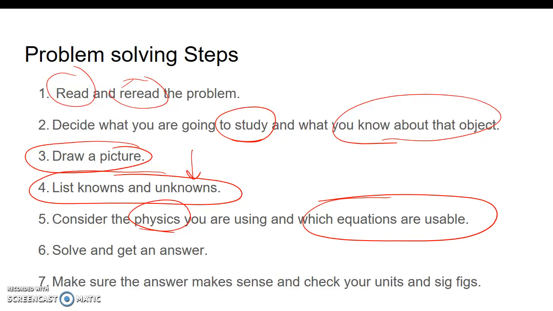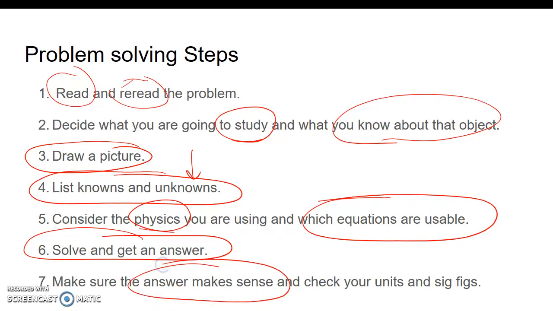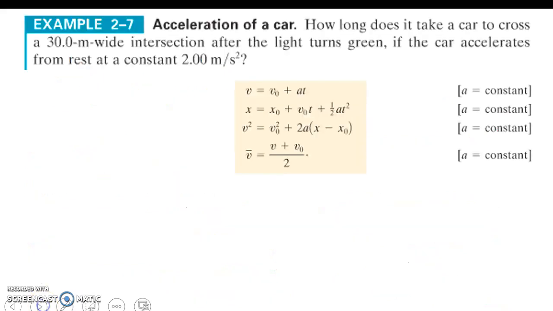Once we pick our equation, we solve to get an answer, and then we see if the answer makes sense. Units and sig figs come at the end, but probably the most important thing is to make sure it makes sense. These will take care of themselves. Most of you are pretty adept at that. But those are the steps we want to go through. Not every problem requires you to do this, but it's always something to fall back on if you're stuck on a problem. So here's another example.